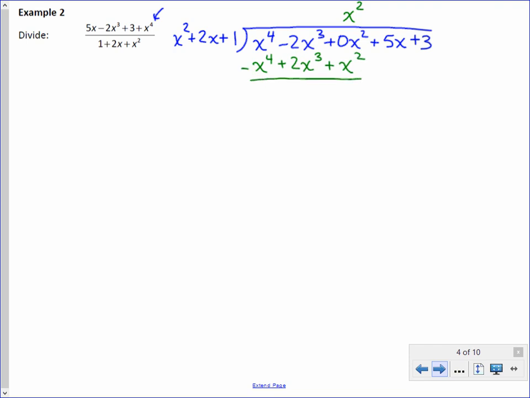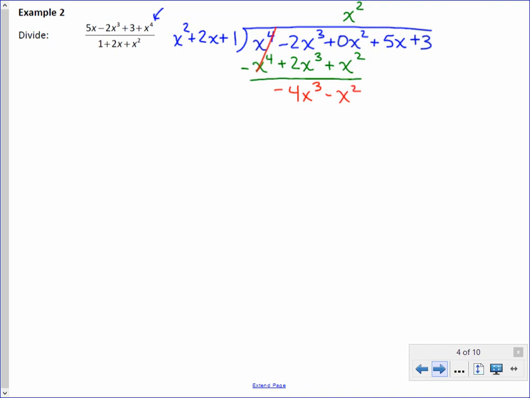Okay? The x to the 4 is gone because you purposely chose that it would work out like that. Now I'm subtracting. Be careful. Negative 2x cubed minus positive 2x cubed is negative 4x cubed. I have to do another subtraction. 0x squared minus x squared is negative 1x squared, or negative x squared.